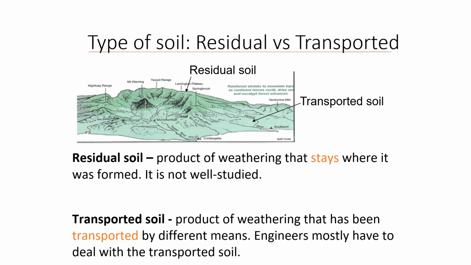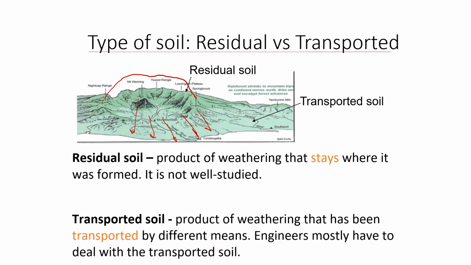This video will deal with different types of soil, discuss the difference between residual and transported soils, and give some examples of transported soils. We'll start with this diagram where we see current landscape on the Gold Coast. There used to be a volcano here, which was weathered over a billion of years, and all this material was transported to the beaches.